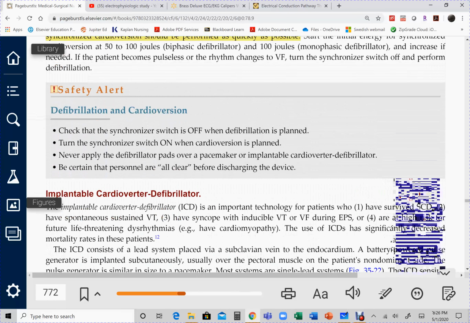So here's a safety alert. Because it's the same machine, there's still a risk of electric shock to all people around. So make sure you still shout clear.